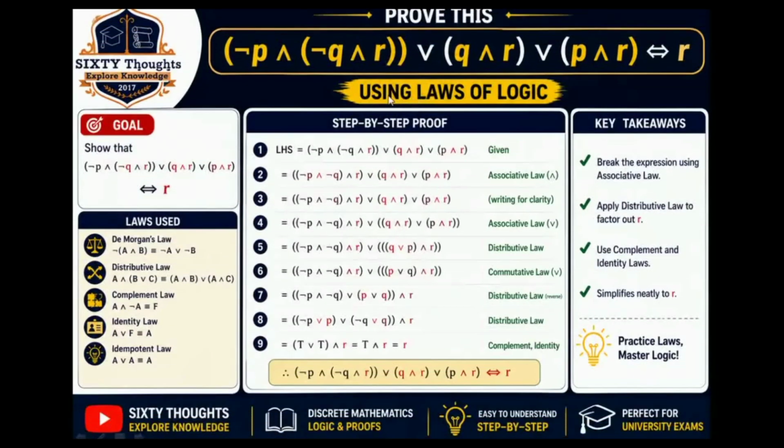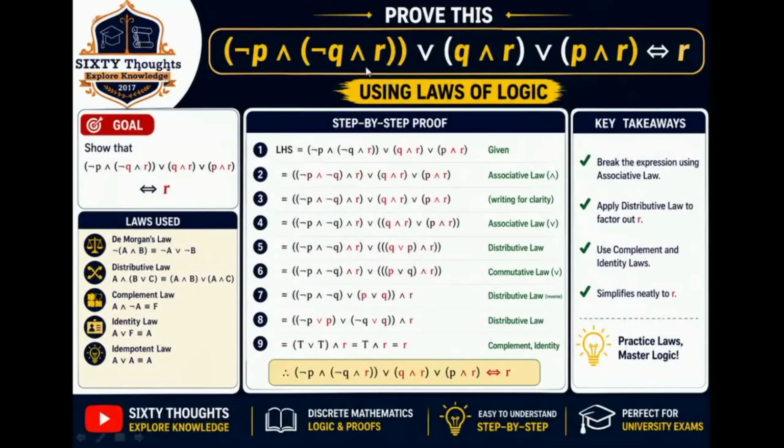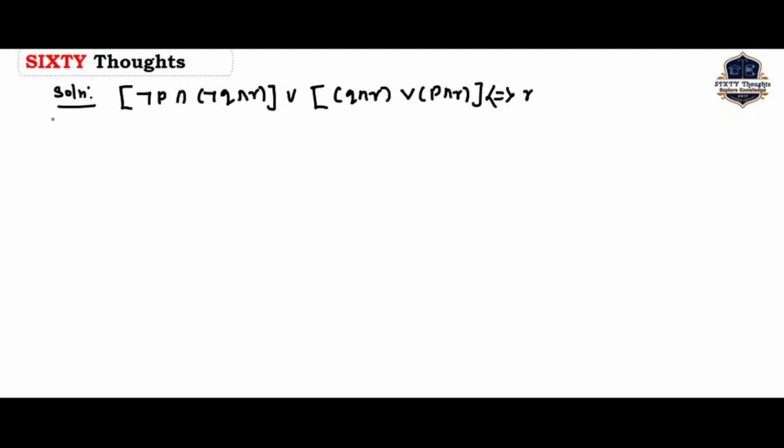In this video lecture, we are going to study whether the given statements are logically equivalent to each other by using the laws of logic, which means by using statement algebra, we are going to prove LHS equals RHS. So, solution: what is given? These are the given statements. What is our target? We take the left hand side, and we need to prove the right hand side value.